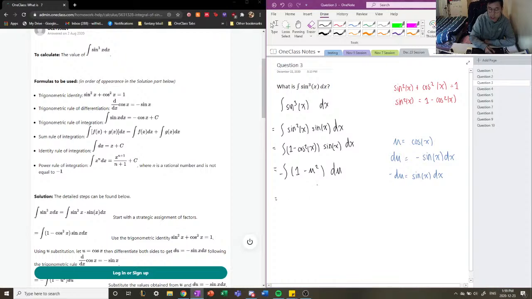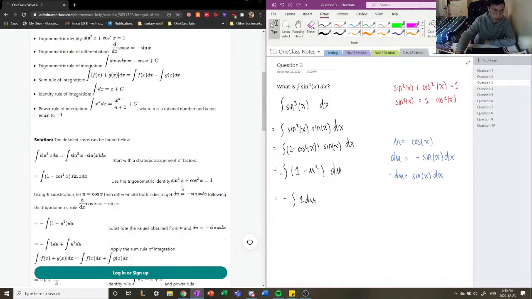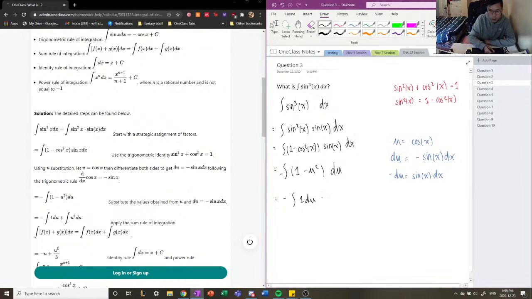Now this is a much easier integral to solve. We can break it up using the sum rule of integration, and we get negative the integral of 1 du plus the integral of u squared du. Once we use the sum rule, we can use the identity rule, which tells us that the integral of a constant is just the variable itself. So we get negative u here.